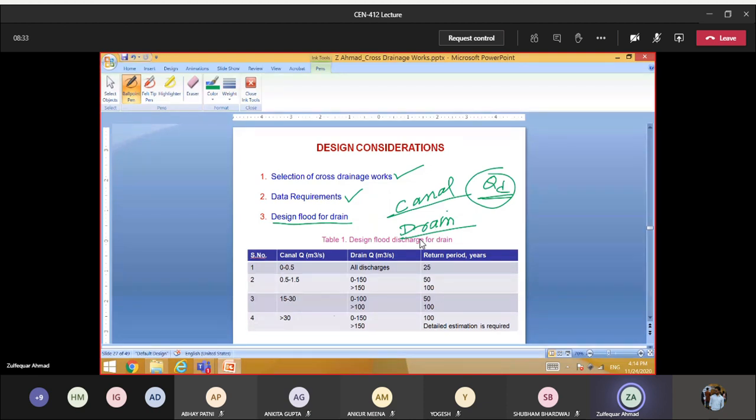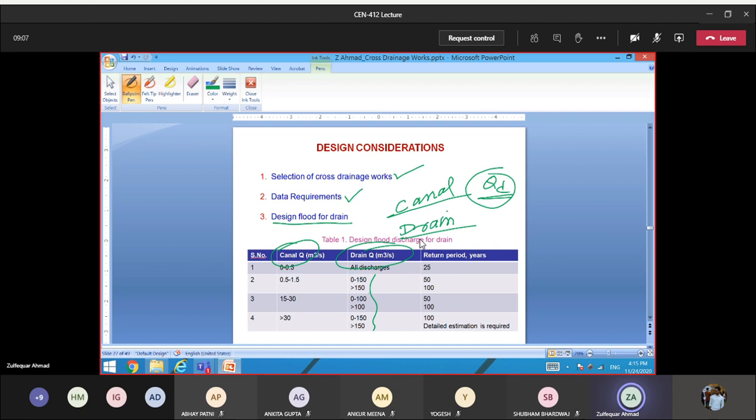For that, here is the guideline that is given, relating the canal discharge and also the drain discharge. Here it is implicit, in the sense that you have to take the discharge corresponding to the different return periods. But here this one is given: for this much discharge range, you have to take this. So of course you have to do iteration. First you have to assume, then you have to check with this return period.